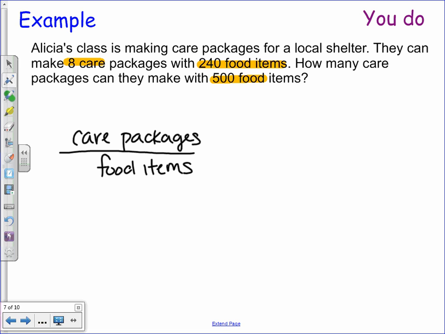Now, I'm going to let you do this, set up your proportion knowing this, and then replay me when you're ready for the answer. Okay, so you should have 8 care packages to 240 food items equals some care package amount over 500 food items.